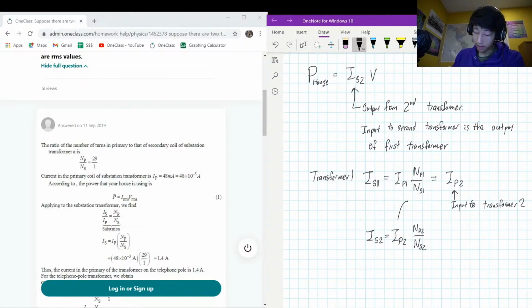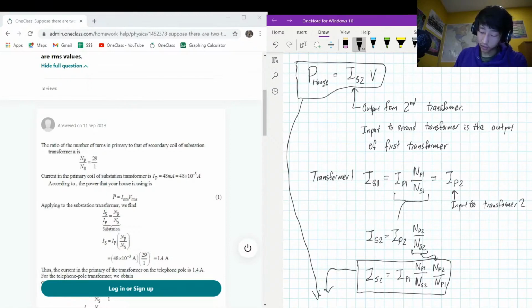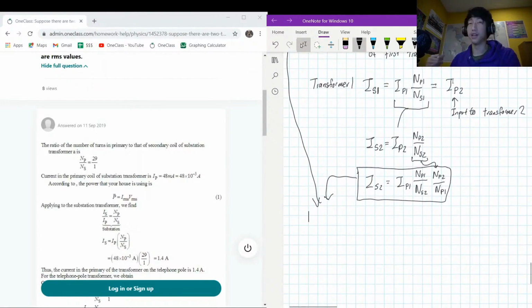And we know that this is equal to this. So IS2, we can write this as IP1, which we are given, times NP1 over NS1, multiplied by this term right here, NP2 over NS2. So this is what we need for IS2, which is exactly what we need here. Okay, so let's bring these together. See how with all this algebra, we can put it together without even touching any of the real numbers. We can set up everything that we need, and then it's just plug and play after we've done our algebra.